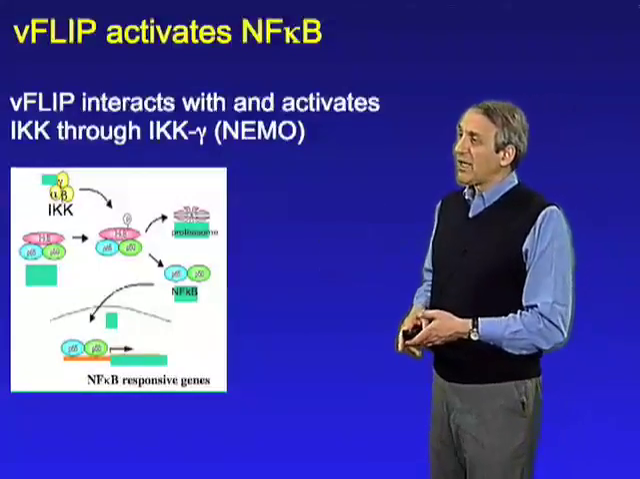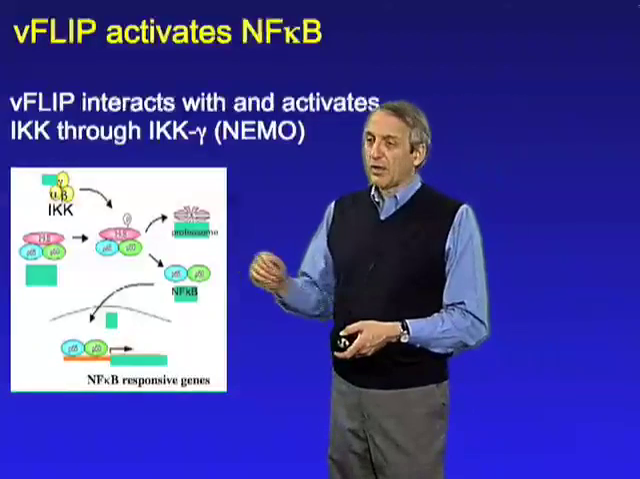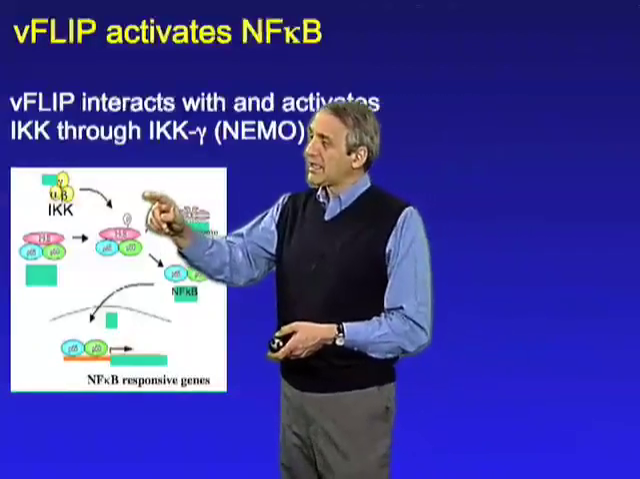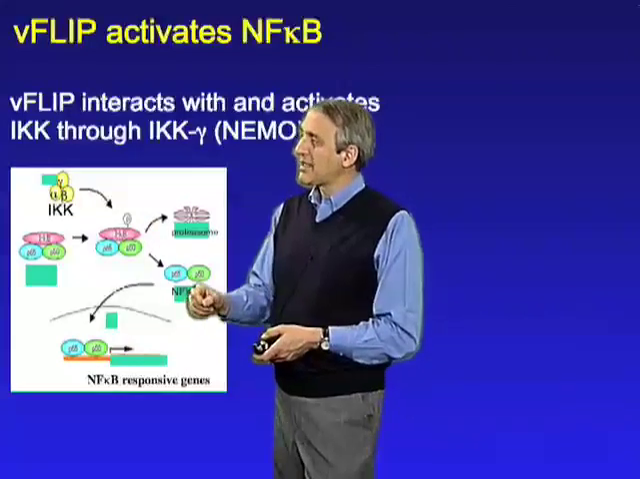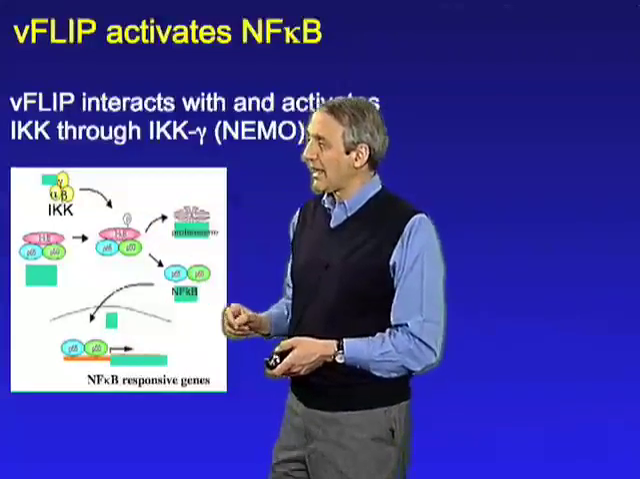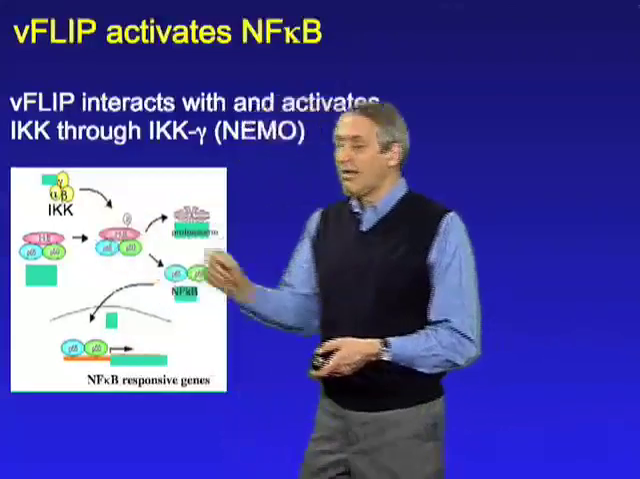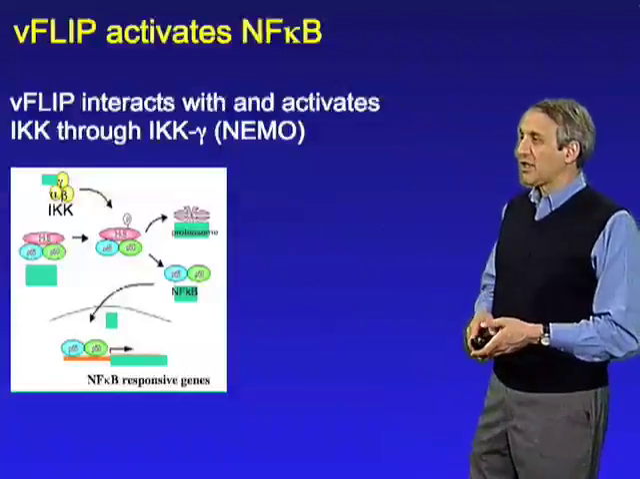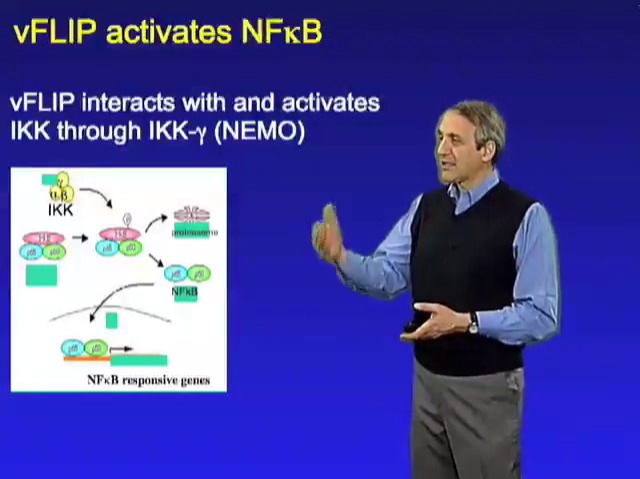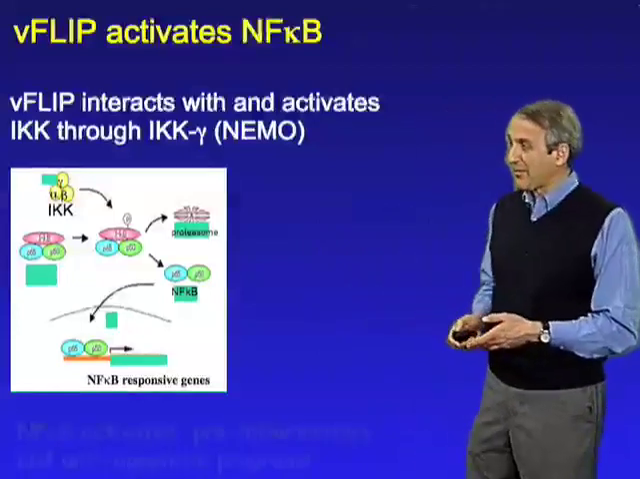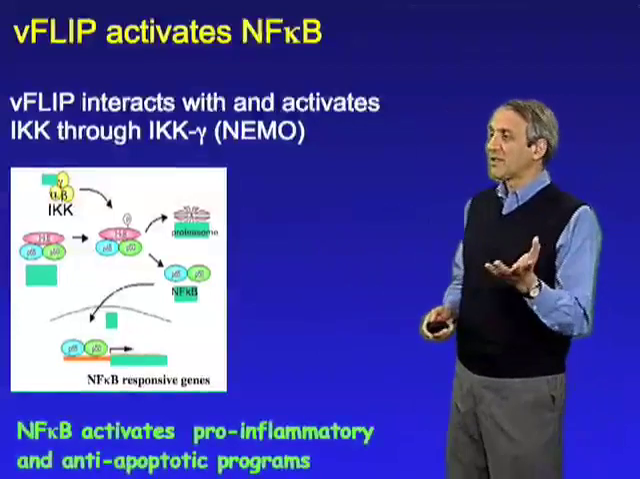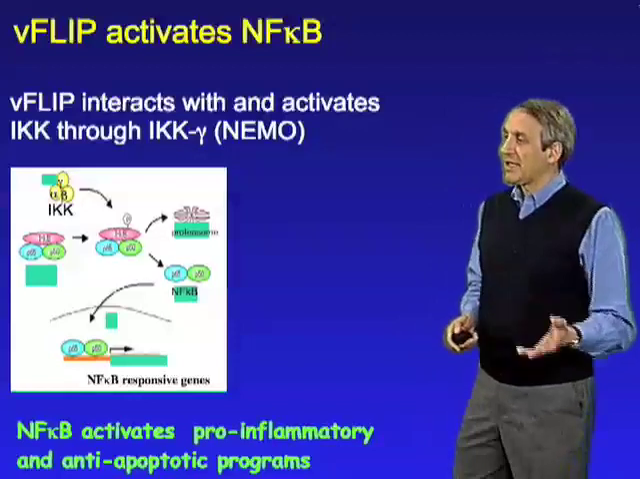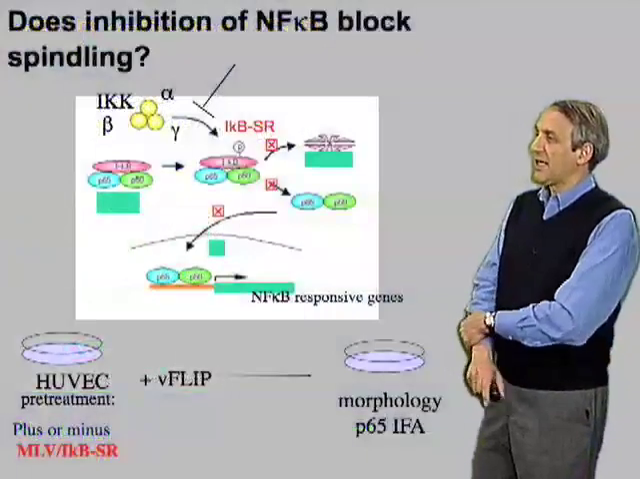It turns out that FLIP, and this is not our work again, is an activator of IKK. It binds to the NEMO subunit and triggers constitutive phosphorylation of I-kappa B and constitutive activation of NF-kappa B. That results in a pro-inflammatory and anti-apoptotic signal cascade.